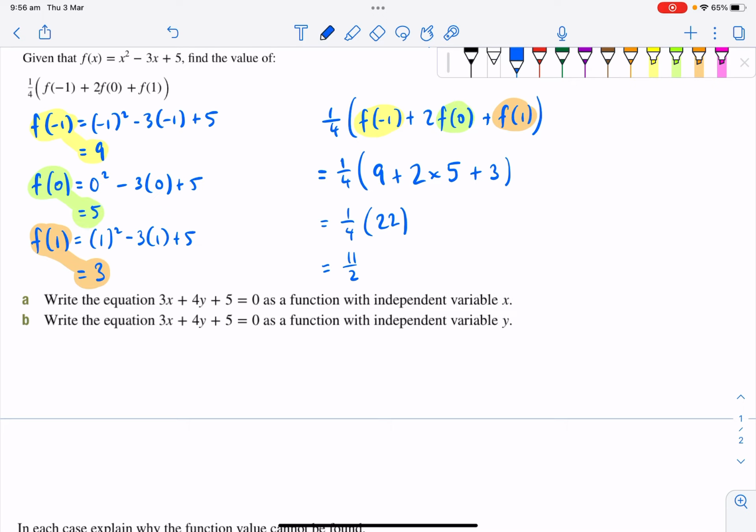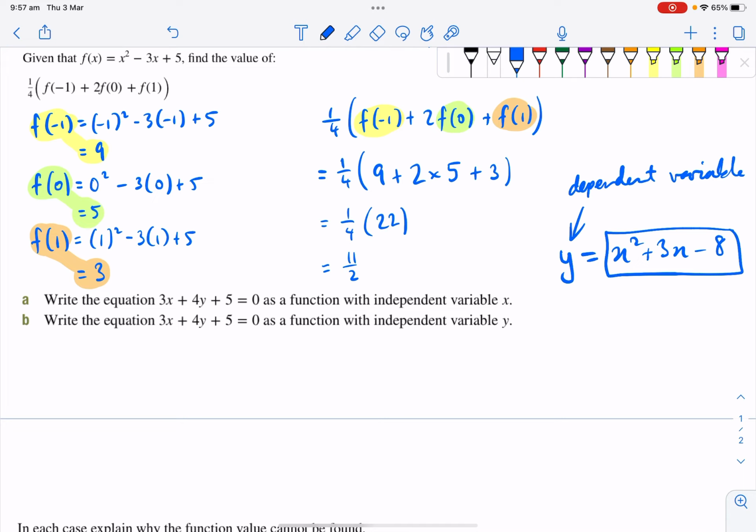If I have an equation and I've made y the subject, let me be a bit more specific. Let's say I've got an equation like this: x squared plus 3x minus 8. This here is the subject. The subject is referred to as the dependent variable. What the equation is in terms of.